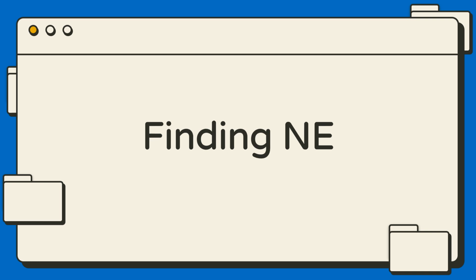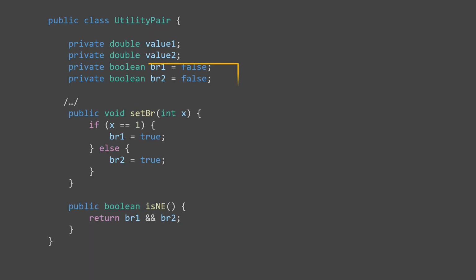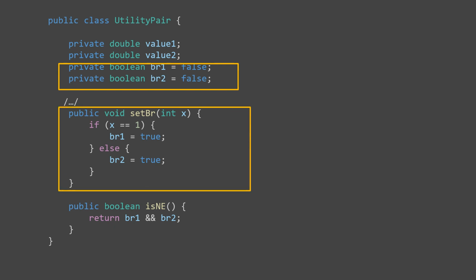A Nash equilibrium is a pair of values of the table on which best responses for both players occur. Note that by this example we see that there can be more than one Nash equilibrium, so we have to be careful with our implementation. So we have to make a Nash equilibrium a list of utility pair objects. In our utility pair class, we have two Boolean variables br1, br2, which become true if value 1 and value 2 happen to be a best response, respectively. So a utility pair is a Nash equilibrium whenever br1 and br2 are true.